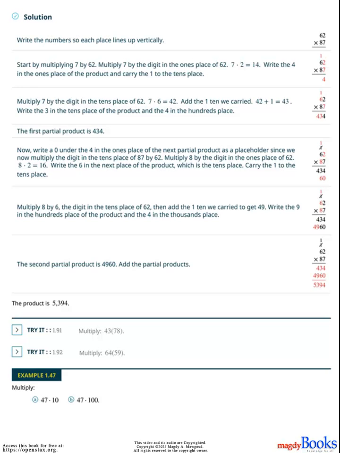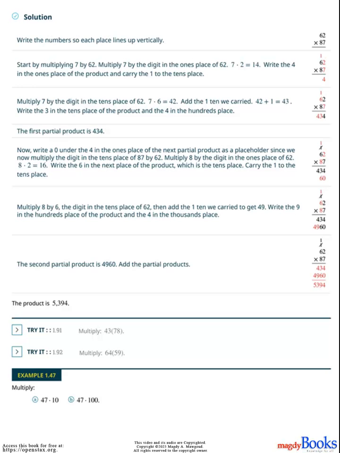6. Multiply 8 by the digit in the ones place of 62. 8·2 equals 16. Write the 6 in the next place of the product, which is the tens place. Carry the 1 to the tens place. 7. Multiply 8 by 6, the digit in the tens place of 62, then add the 1 we carried to get 49. Write the 9 in the hundreds place of the product and the 4 in the thousands place. 8. The second partial product is 4,960. 9. Add the partial products. The product is 5,394.